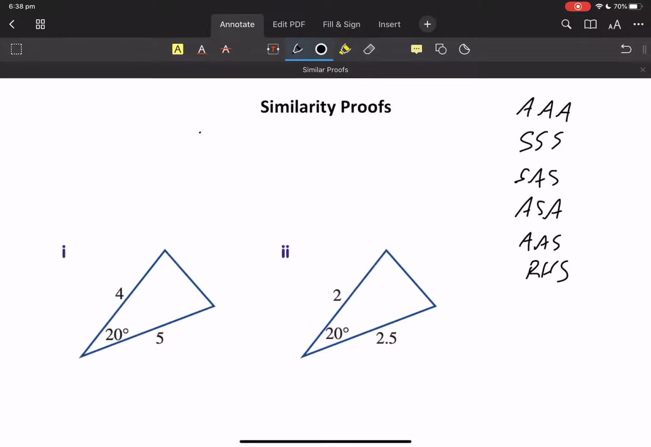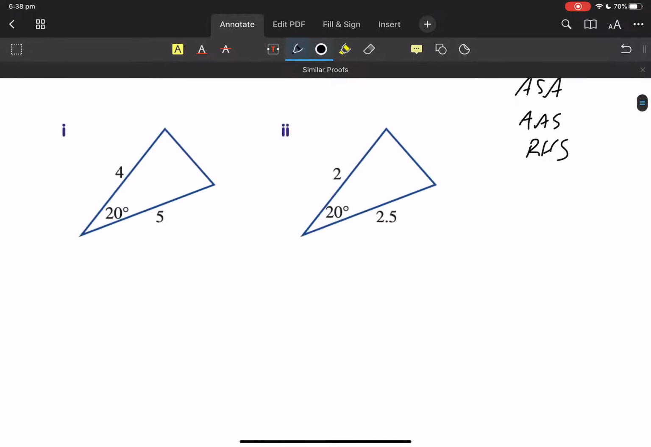There's a slight difference with how we do similar triangles. So you can see here that these two triangles are not congruent, but they might be similar. You can see that the 2 and the 4, this one's twice as big, this one's twice as big, but the angle is the same. So we're going to use side angle side.